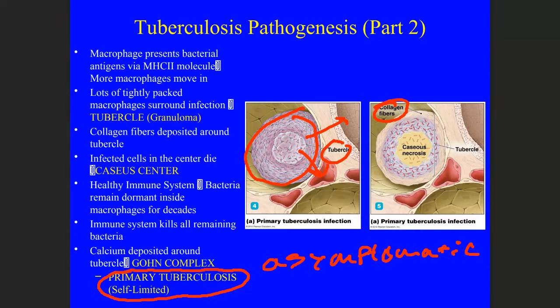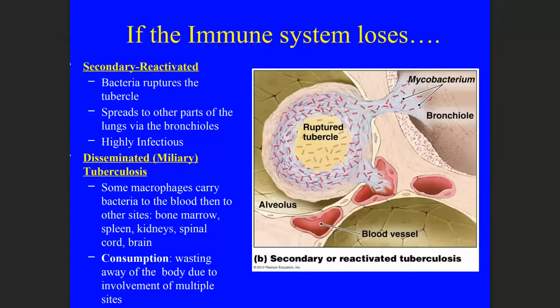In other words, they have no signs and symptoms, and they are not contagious. Okay, they are not contagious at all. So you could be around them and not worry about getting infected. All right, but let's say that they become immunocompromised, or when they were initially infected, they were already immunocompromised. Let's say they had AIDS or something like that.